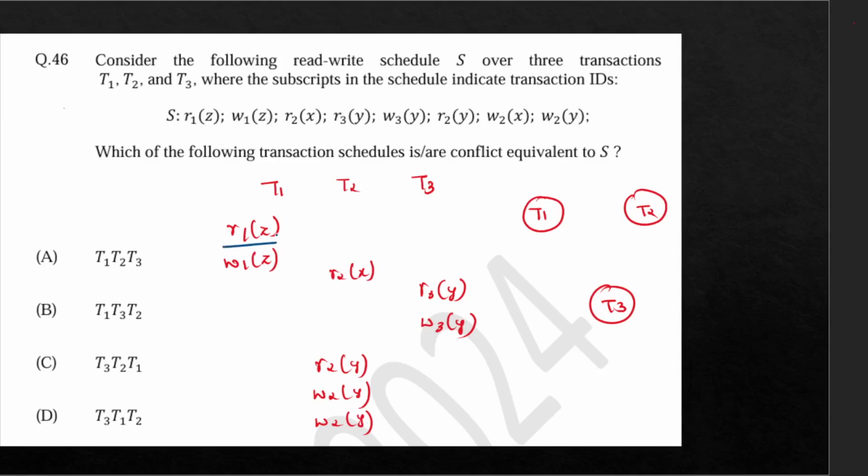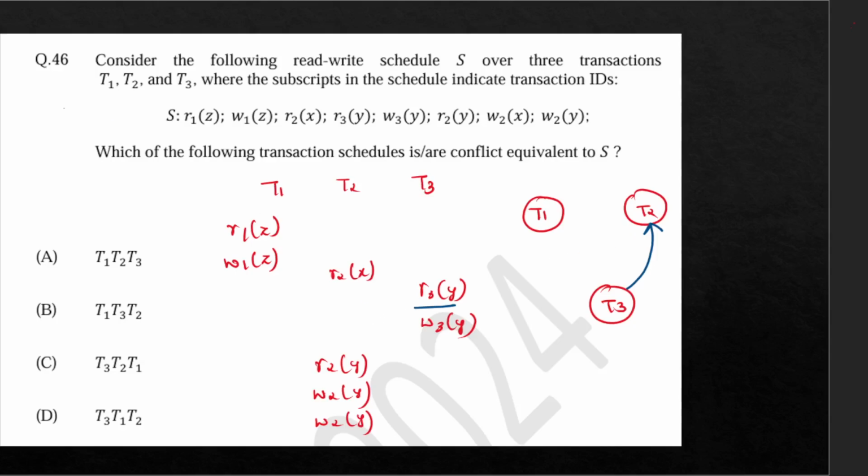R1 of Z, is there any conflict here? No. After that, we check W1 of Z. Are we going to get any conflicting pair? No. For X, are we going to get any conflicting pair? Absolutely not. After that, let's see for this. Are we going to get any conflicting pair? Yes. So 3, 2, 2, we get a conflicting pair, so it's going from 3 to 2 like this.